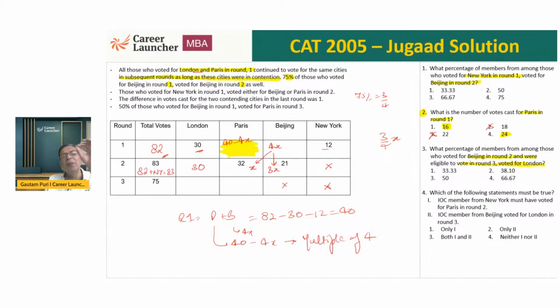Okay. Now, tell me one thing, the voters of Paris are more loyal than anything else. London and Paris. Okay. So all those who voted for Paris in round 1 should have voted for it in round 2 also. And Paris is the one which has ultimately gone to round 3. So most probably Paris should be bigger. So I started with that assumption. In CAT 2005, I said Paris should be bigger. So let me look at Paris.